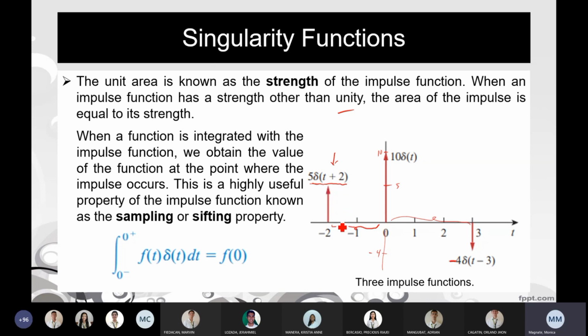Okay? So, kapag ganyan, pag nandito siya sa left side, naka-plus ito, ha? Pag naman dito sa right side, naka-negative naman yung ating kasama sa time.